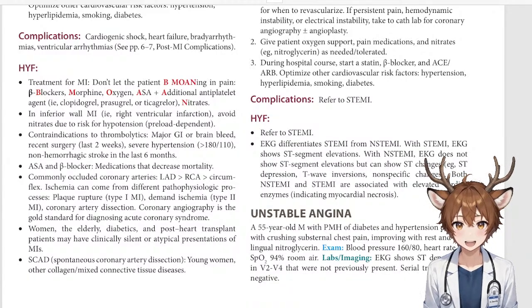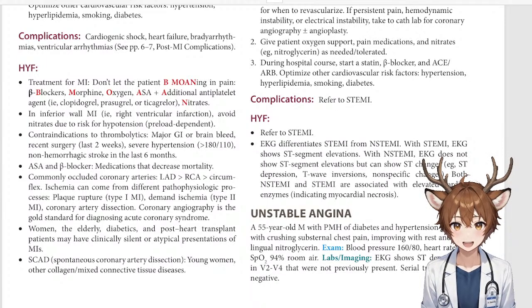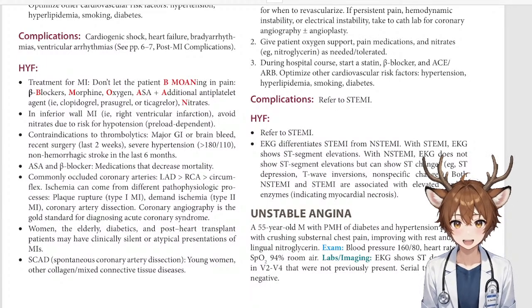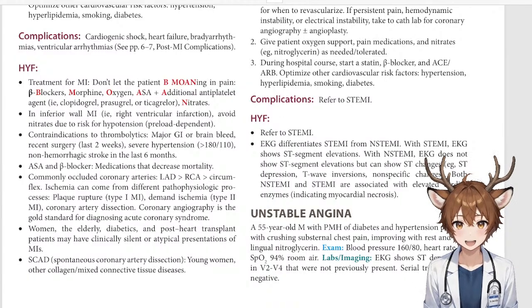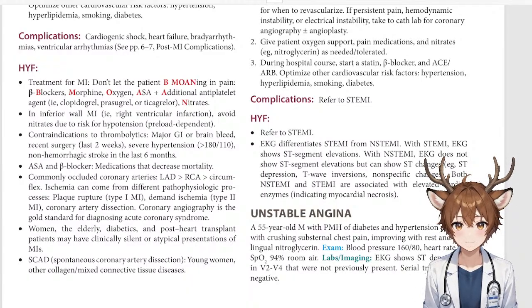Aspirin plus beta blockers are medications that decrease mortality. Commonly occluded coronary arteries: LAD greater than RCA greater than circumflex. So LAD is the most common, followed by the right coronary artery, followed by the circumflex. The left anterior descending is the most common, for reference.